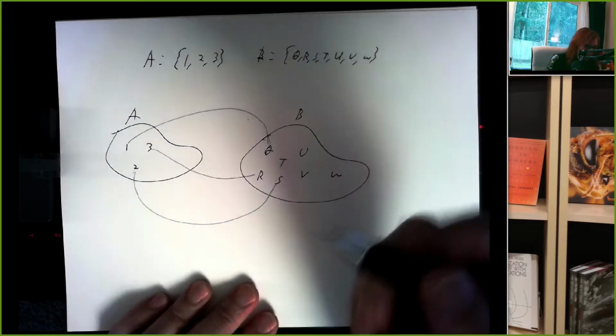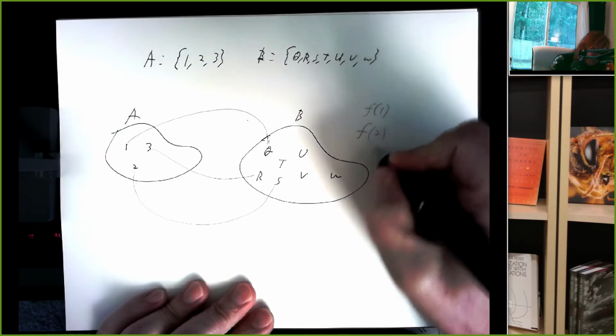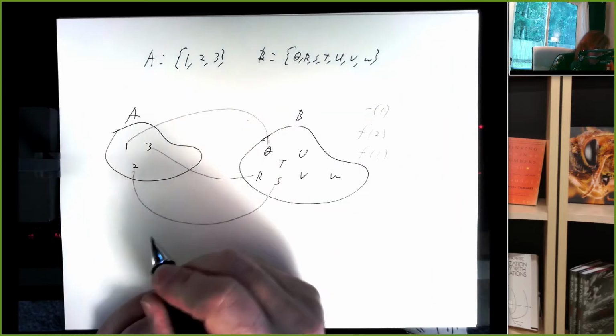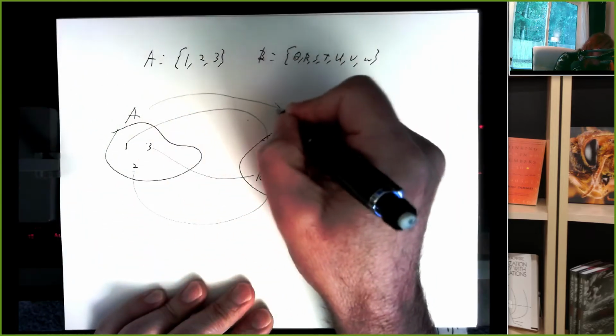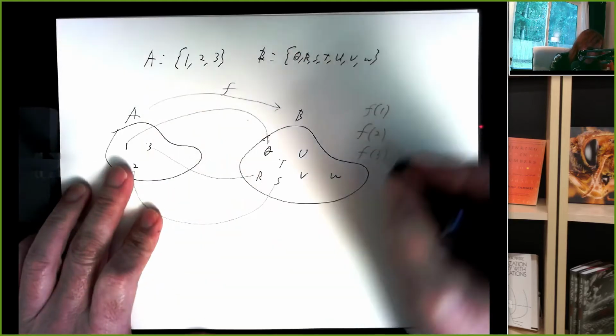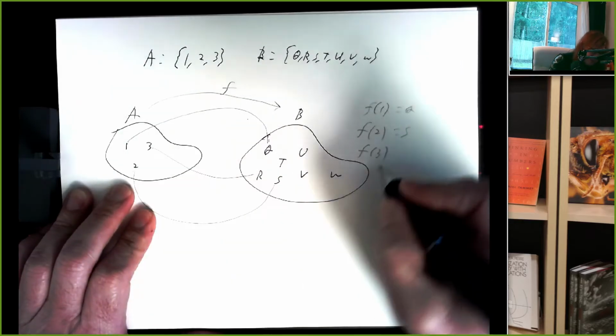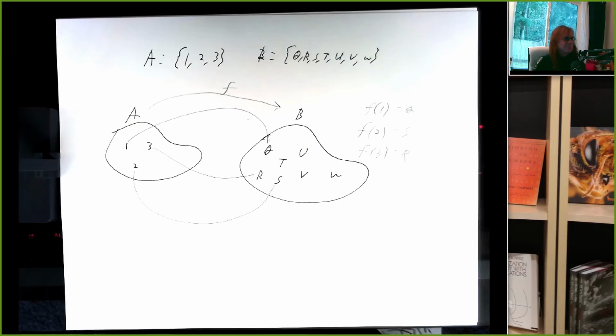And I could represent this by saying, what does F take each of these things to? F is what I'm calling my function. And I could describe this function by saying f of 1 equals Q, f of 2 equals S, and f of 3 equals R.